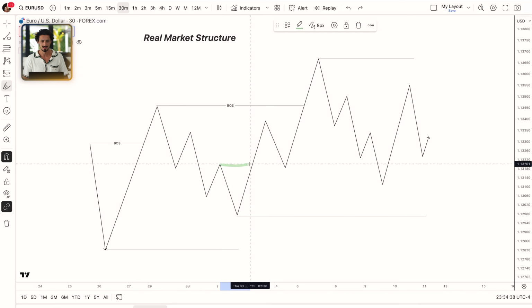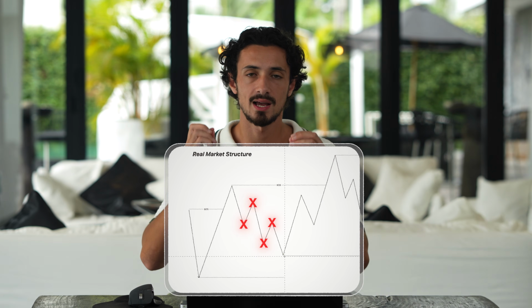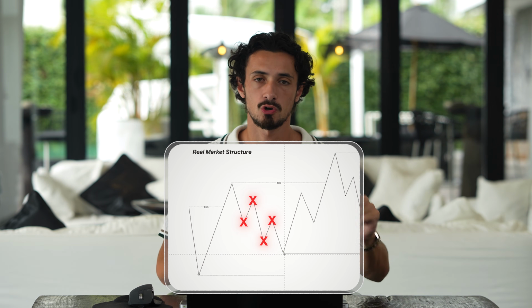And so they start selling the market down here, not realizing that they're looking at the wrong structural points. It's a critical mistake that traders are making when it comes to market structure, is they don't understand which structure, which highs, which lows to use. And that's what I'm going to break down to you now.